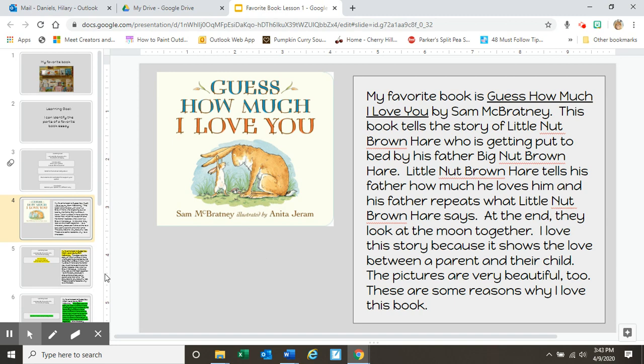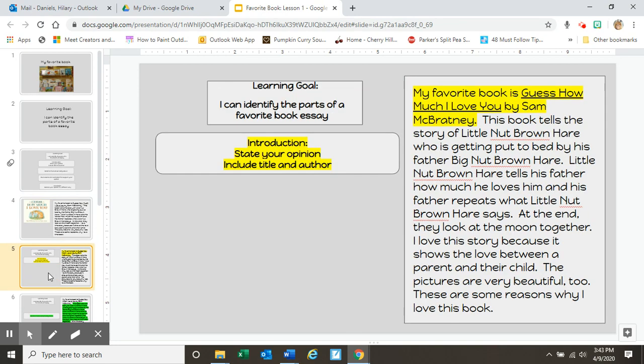Let's take a look now at the different parts. Here is where I wrote my introduction, right at the beginning. My favorite book is Guess How Much I Love You by Sam McBratney. I included the title, which I underlined because that is what we do when we write the title of a book. We use underlining. Then I gave the author's name, Sam McBratney, and notice how I used capital letters in the author's name.